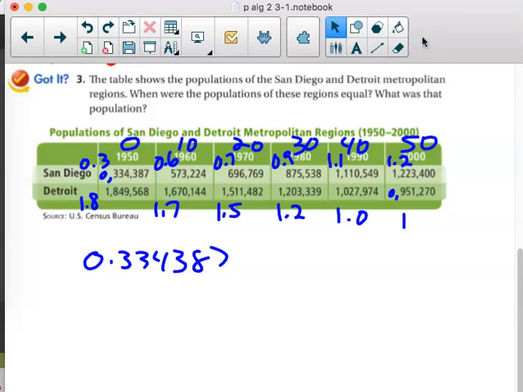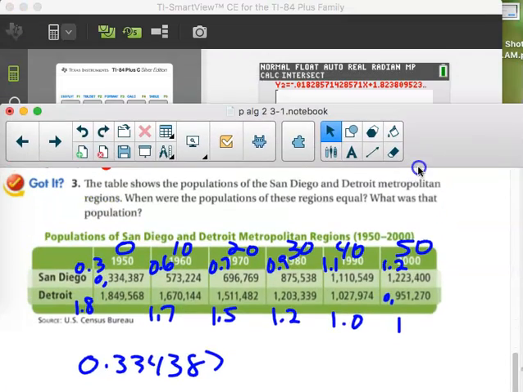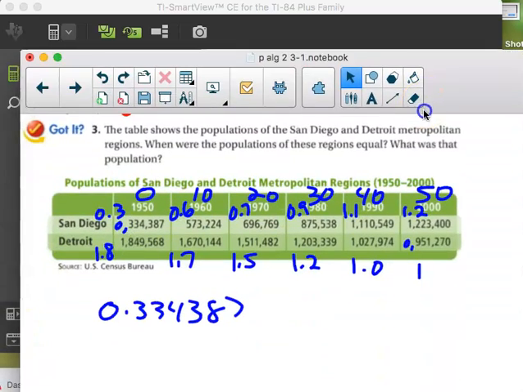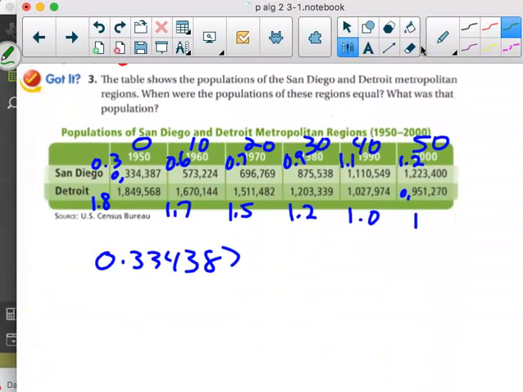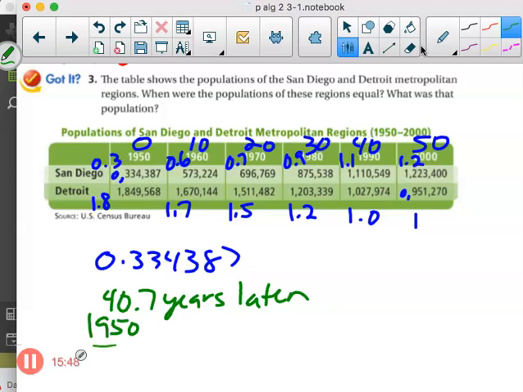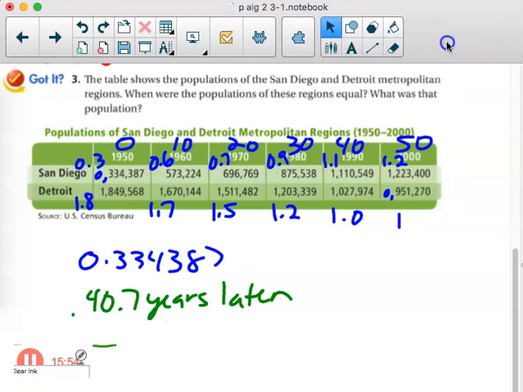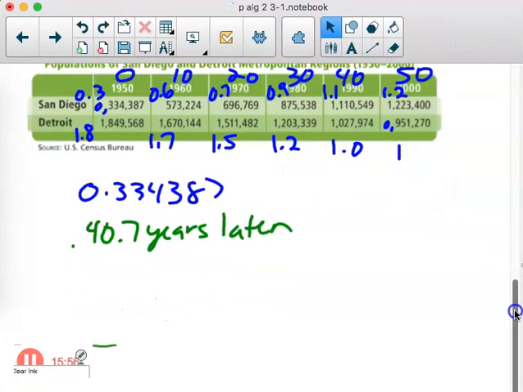There's our population. When were the populations of the regions equal? 40.7 years later. Again, that's not done because we have to add the 1950 to that. Apparently, I'm writing on the little recorder here. So let me move this up.